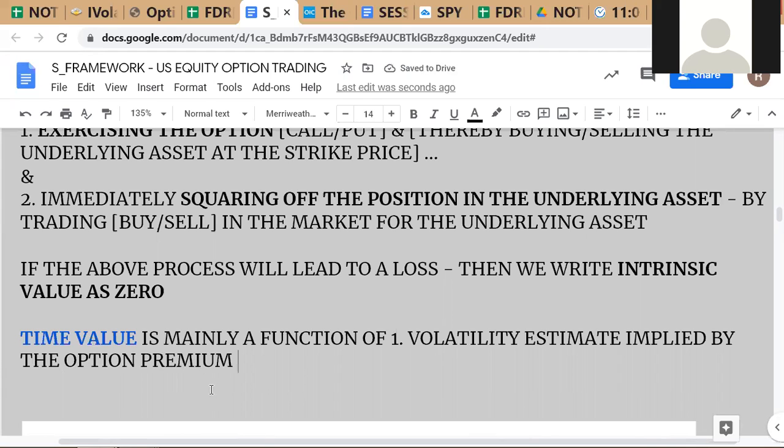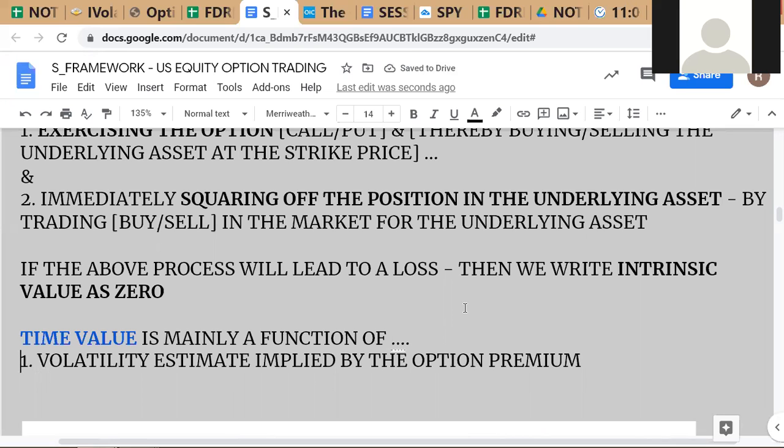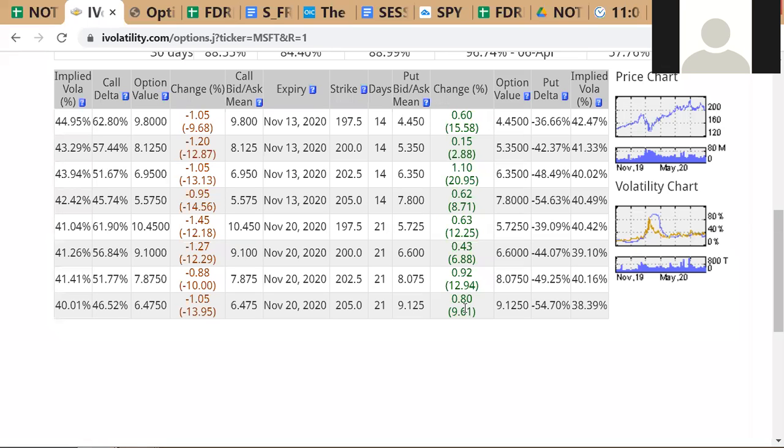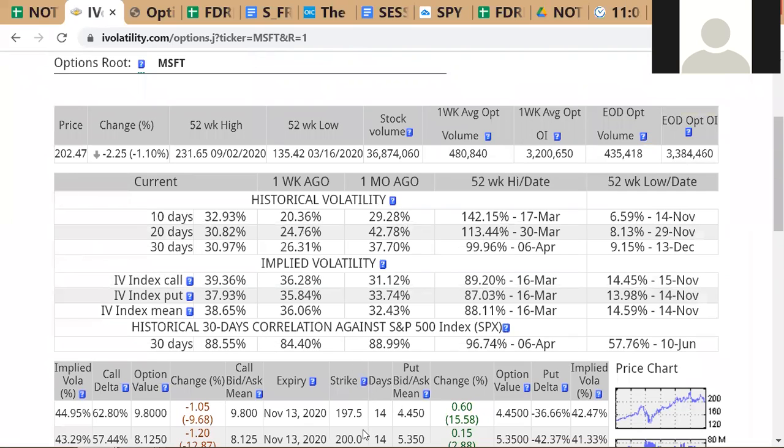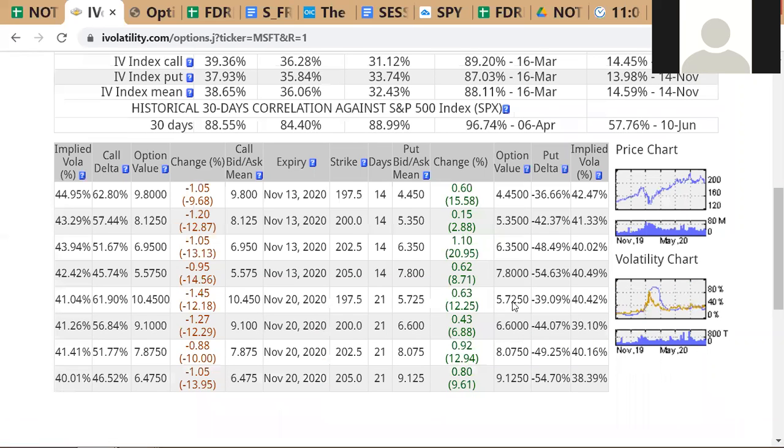So the option premium is the market price of the option, okay? So mainly a function of, so one of the questions that will arise in your mind is, once you look at this option, November 20th, Microsoft call at a strike of 202.5, this is actually going to lead to a loss if I exercise the option and sell it off in the market, because I buy at 202.5 and I sell at 202.47. So the IV in this case is 0 and the option premium is 7.875.